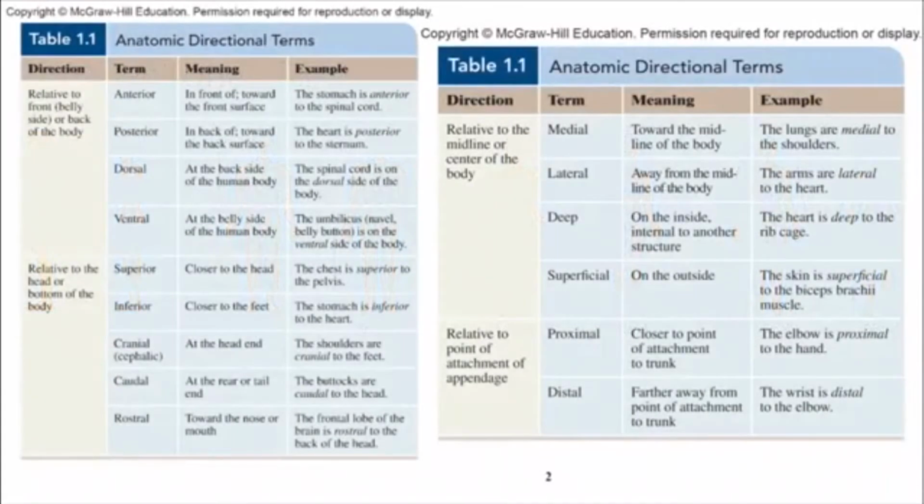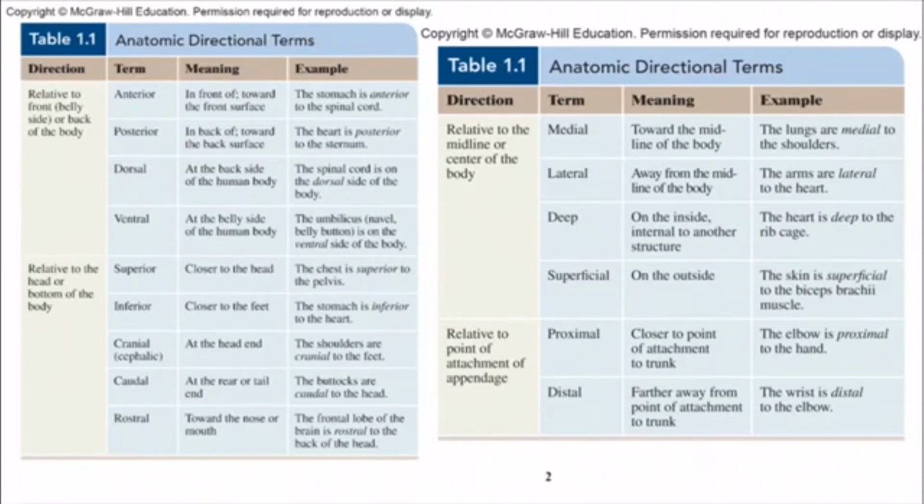Here's the definition. A lot of those terms that we use, and there's a couple more that you might come across. Dorsal and ventral are very similar to anterior and posterior. So in front of versus at the belly side for anterior versus ventral. Dorsal is the back side of the human body. Posterior is just back of. Cranial or cephalic means towards the head.